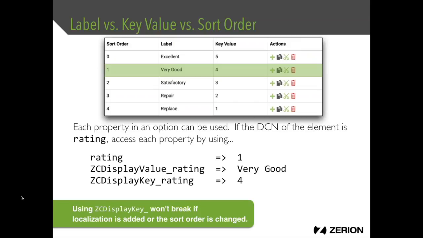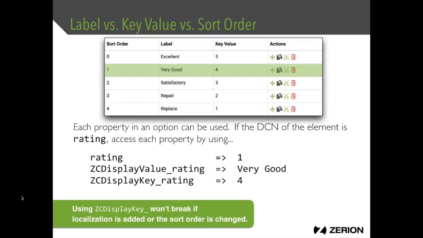And then after each of those commands, I have the data column name, which was separated by an underscore. So if I had zcDisplayValue_rating, that would give me the label, which is very good. If I have zcDisplayKey_rating, this would give me the key value, which is the number 4.